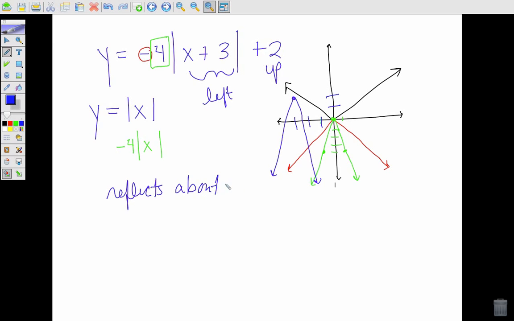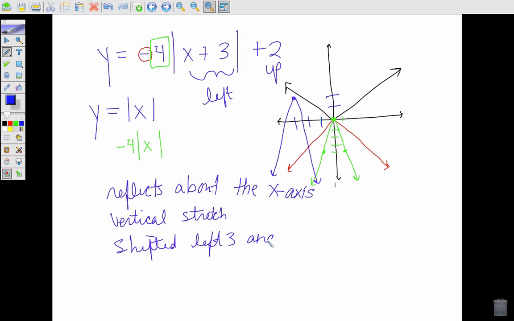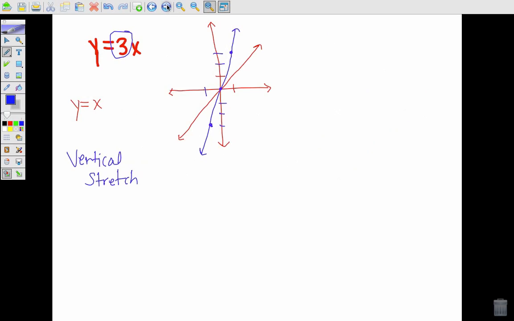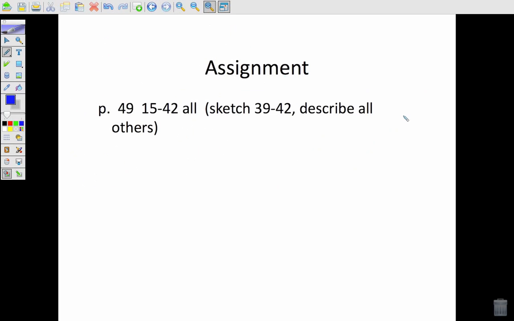All right, so the last thing would be to say that it reflects about the x-axis. It has a vertical stretch because 4 is bigger than 1. And it's shifted left 3 and up 2. This is all compared to the original parent. All right, that is it for this section here, and this is your assignment.